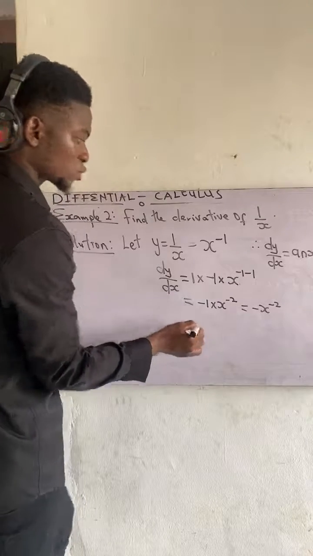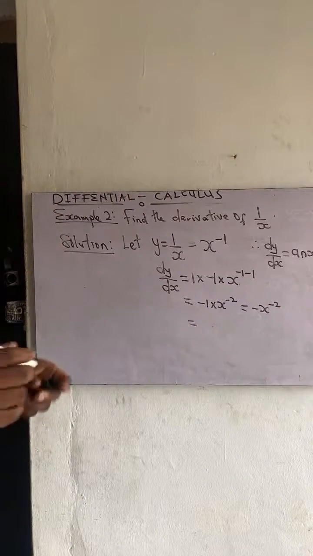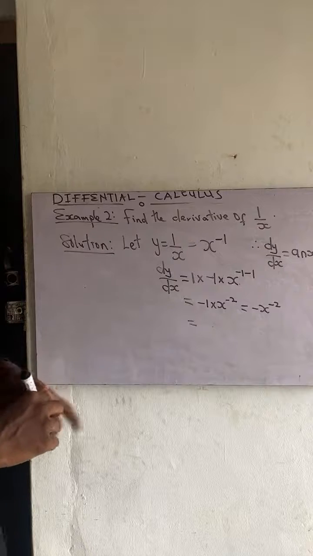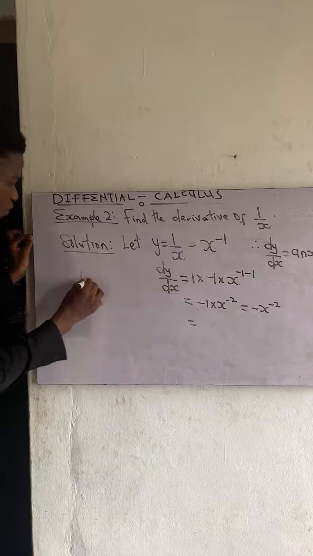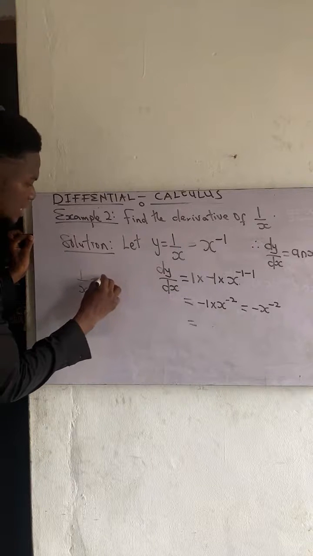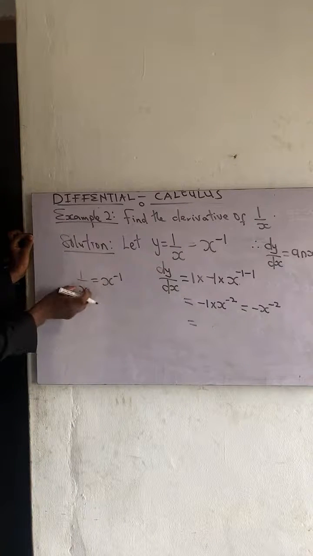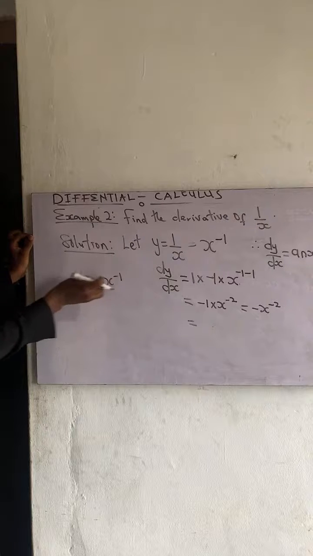Now you have to note something. The other thing you have to note is that from the law of indices, if you have an expression like 1 over x, you can rewrite it as x raised to power minus 1. This x will go up, while the division will change to what?